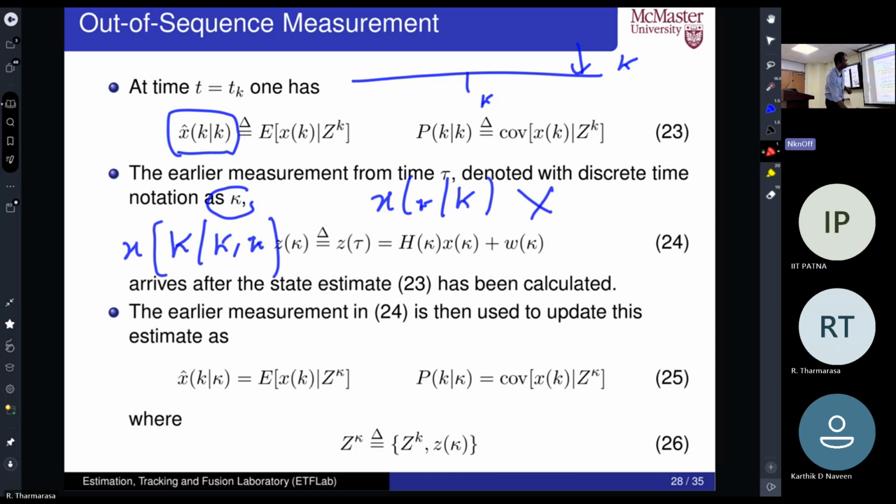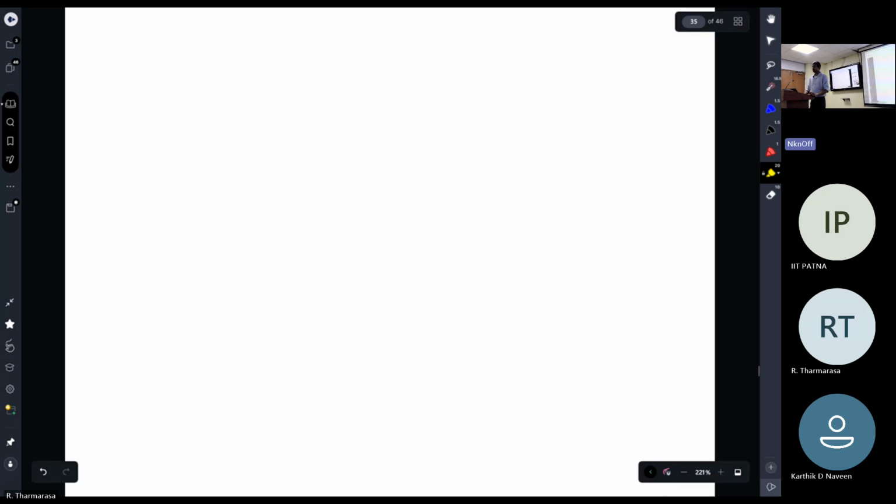So that is what we want. This is what it says. So we want to have this. Okay. So this is what we want to estimate. So, okay, these are little complicated equations.